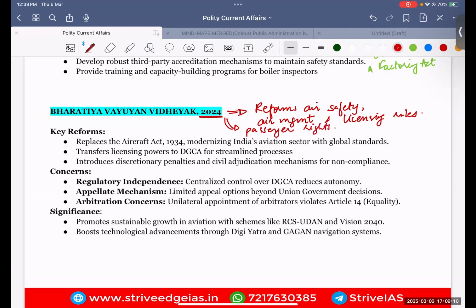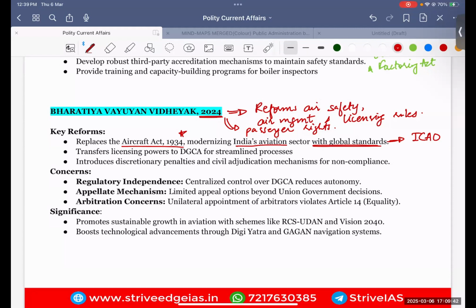So this particular act replaces the Aircraft Act of 1934. So again, it is outdated. So that's why we brought this new act. What it does is modernize India's aviation sector with global standards. What global standards are we talking about here? It is ICAO. ICAO has laid down some foundational principles and we want our act to be compliant with that. That's why we are getting a new act.